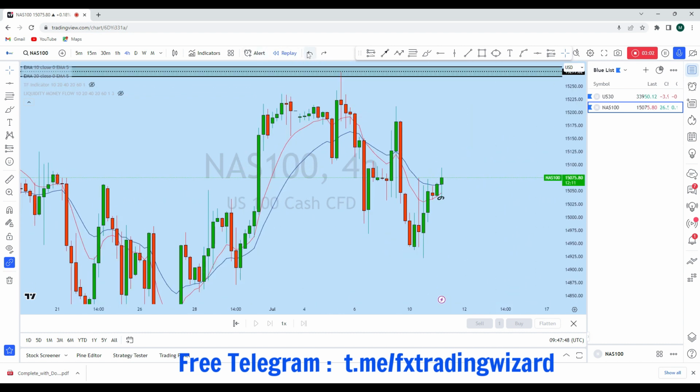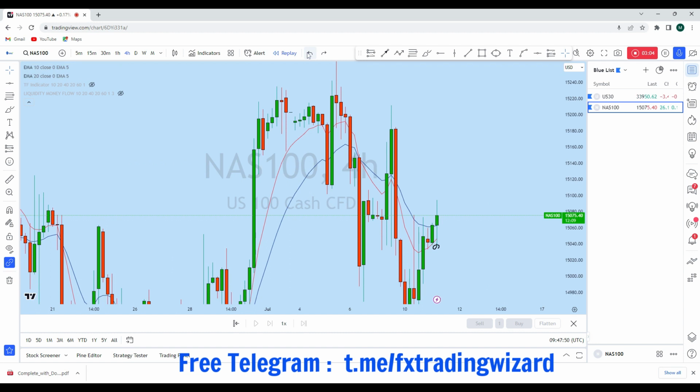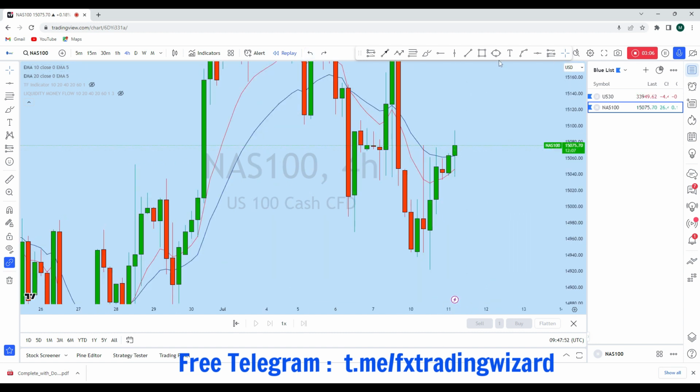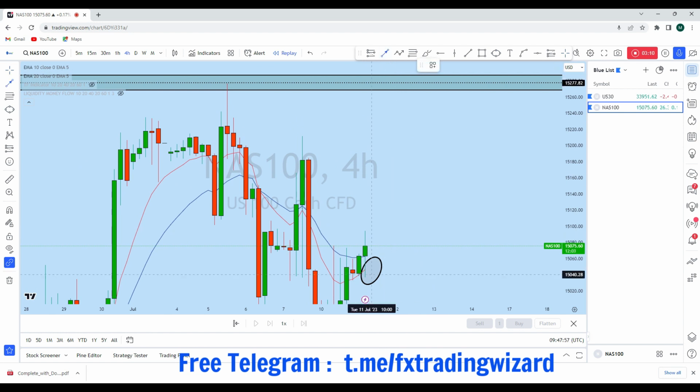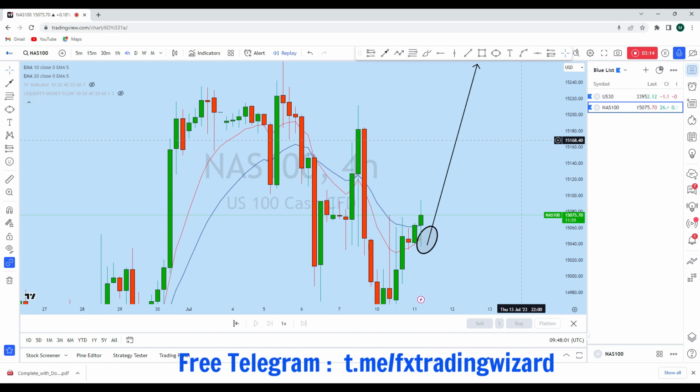This is where I will be waiting for a lower time frame confirmation on Nasdaq along this zone. As soon as we find a suitable entry according to the rules of our strategies, I will consider going long with a high probability trade setup with our students.